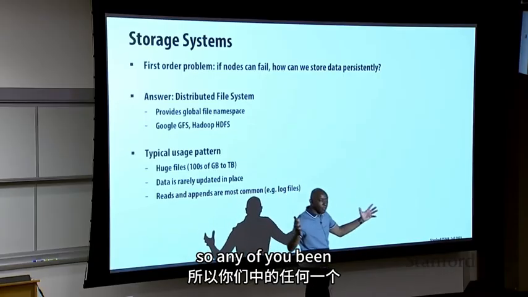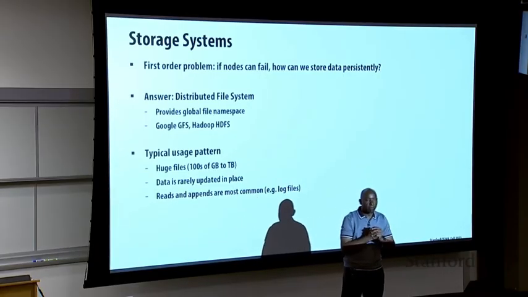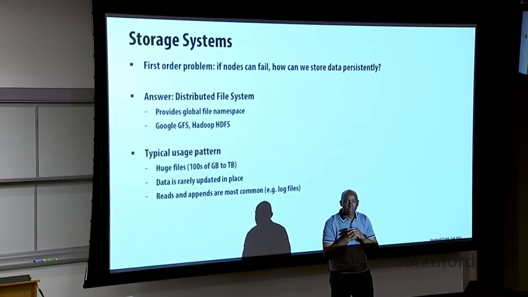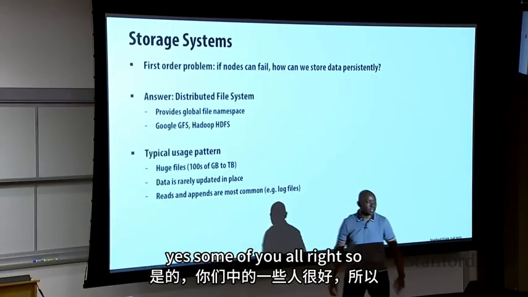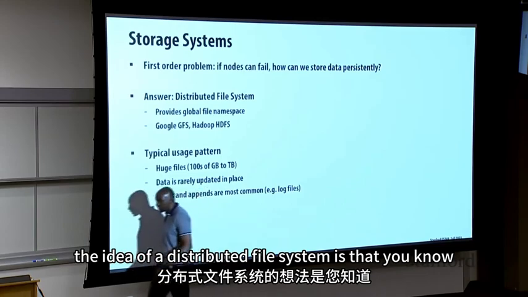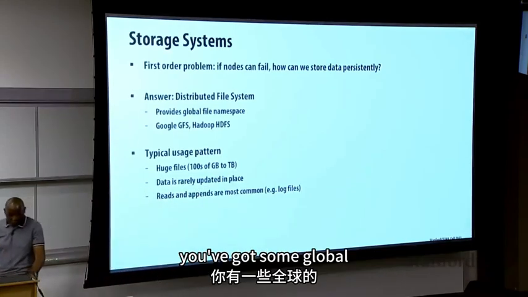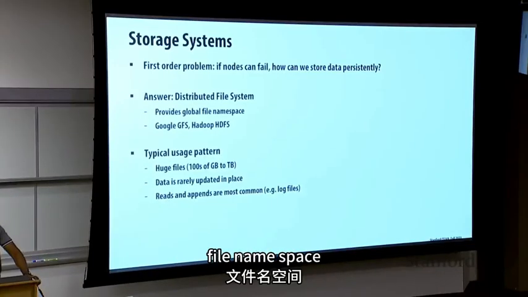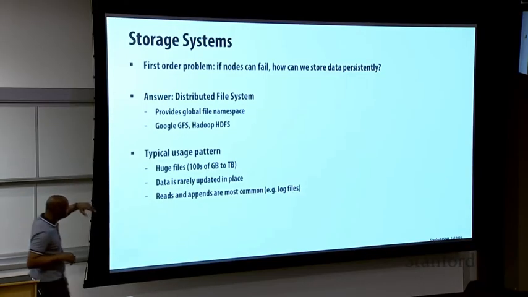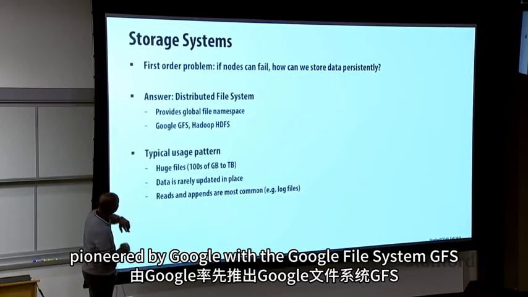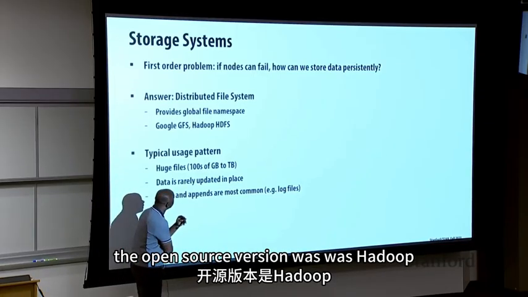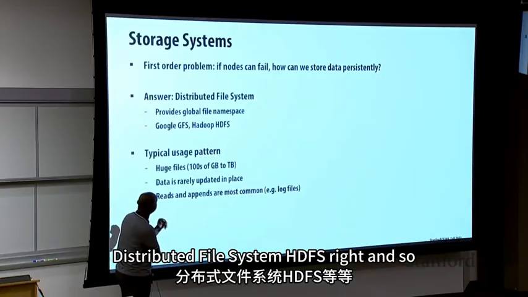So, any of you been introduced to the idea of a distributed file system? Okay, yes, some of you. All right, so we'll just talk briefly about it here. So, the idea of a distributed file system is that you've got some global file namespace, and the idea was pioneered by Google with the Google File System, GFS. The open source version was Hadoop Distributed File System, HDFS, right?